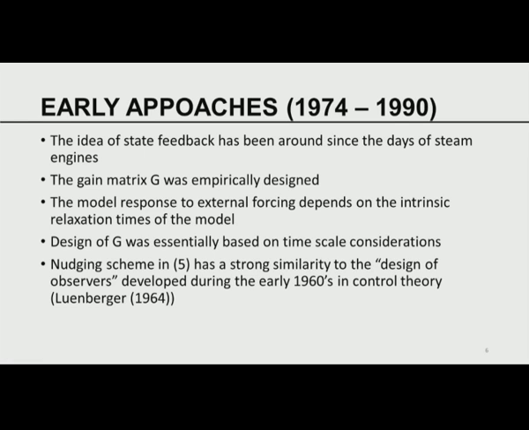The idea of the state feedback has been around since the early days of steam engines. The gain matrix G in the early days was empirically designed. I am now talking about some of the early approaches to design of nudging schemes, the early approaches period from 1974 to 1990. During this period, several people have applied nudging schemes to make data assimilation schemes. In other words, you are trying to use the data to force the model, or the forecast error which involves data to force the model.